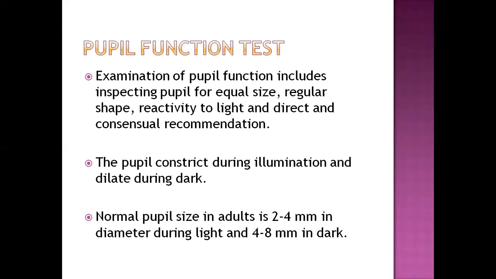Talking about function of pupil, the pupil constricts during illumination and dilates during dark. That means the pupil constricts, becomes smaller in size during light and becomes a bit larger in size during dark. Normal pupil size in adults is 2 to 4 millimeter in diameter during light and 4 to 8 millimeter in dark. As in dark there is dilation and as in light there is constriction.